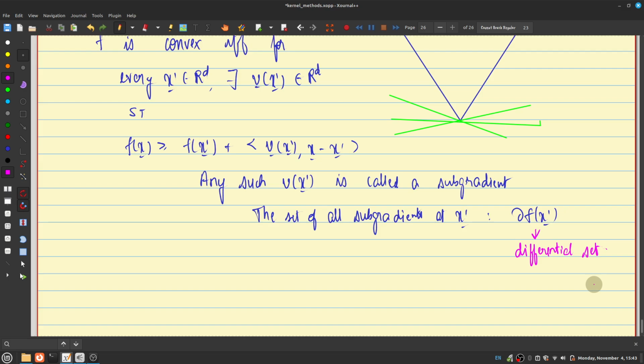In fact, we'll see that just as you have gradient descent, you can effectively replace the gradient with a subgradient.